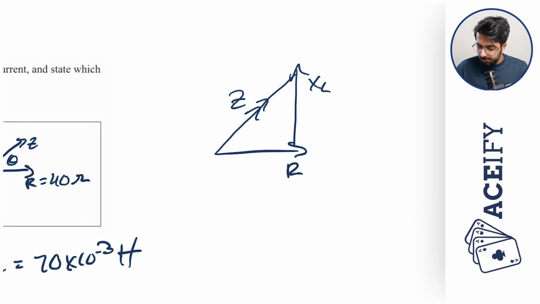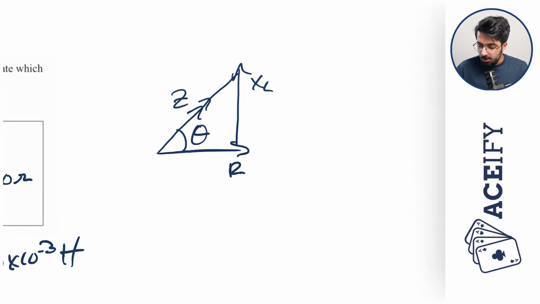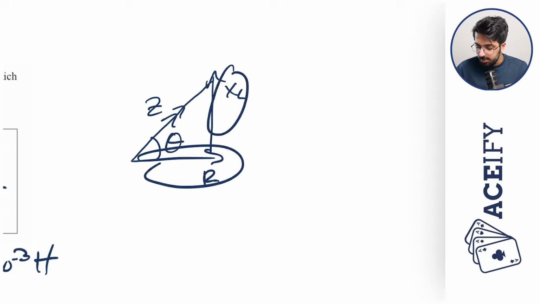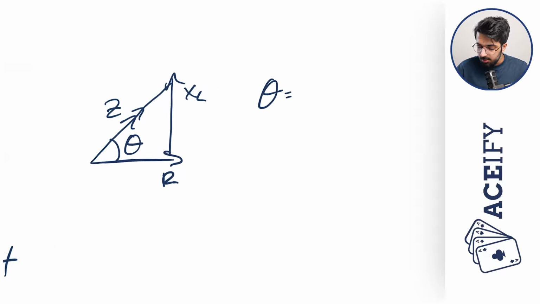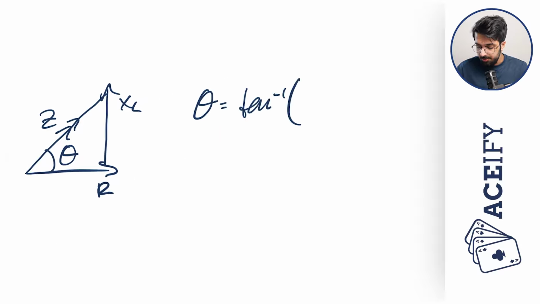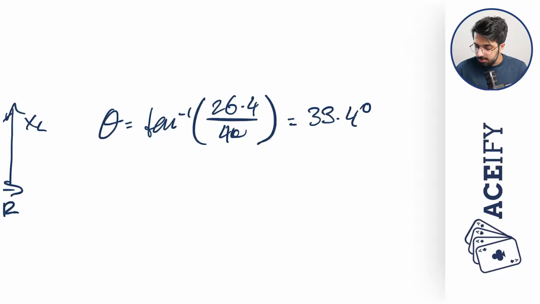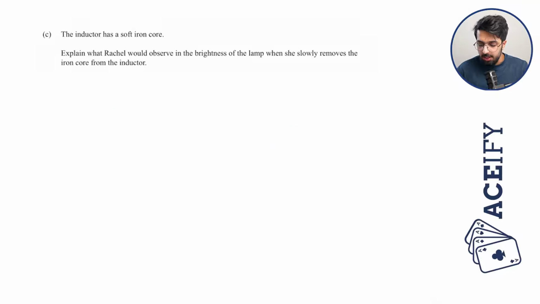All right, and so we can find out this value theta because we know XL and we know R. Okay, and so this is the adjacent side and this is the opposite side. Okay, so theta is equal to the inverse tan of XL, which is 26.4, all over 40, and this gives a theta of 33.4 degrees. There we go.